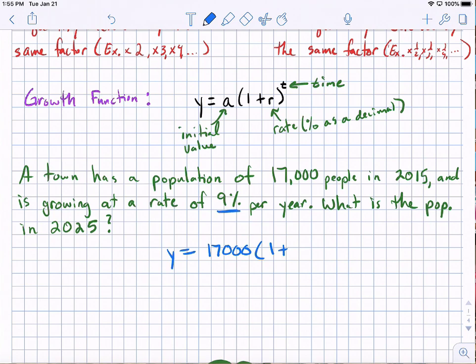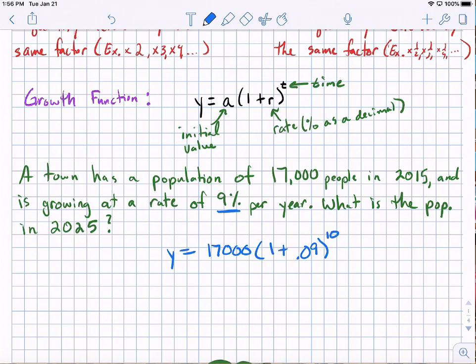So to change 9% to a decimal, and remember, you have to be careful with this, you always move it 2 spots. That would be 0.09. Okay, now here for the time, what would that be? So it says the population was that in 2015. We're trying to figure out what the population is in 2025. 2015 to 2025 is a difference of 10 years, so the time is 10.